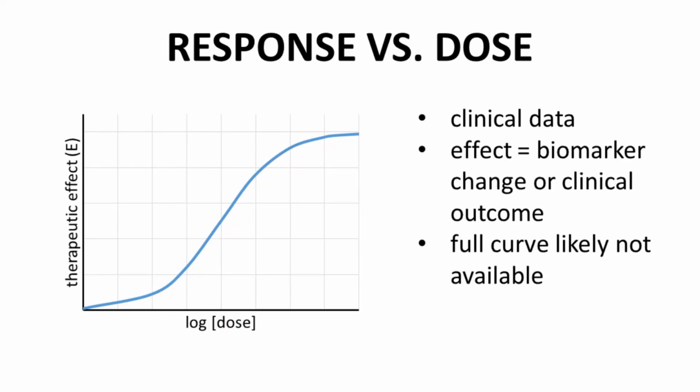Again, the available data will not likely generate the full curve. Specifically, a very high dose might lead to toxicity for the patient. So the data points may only allow construction of the lower portion of the curve.